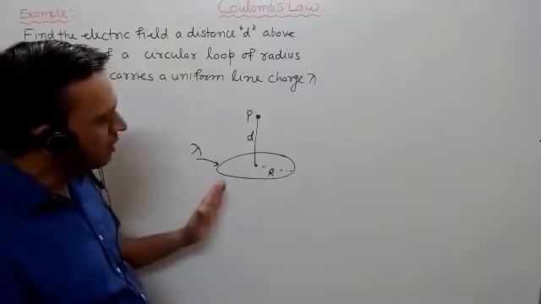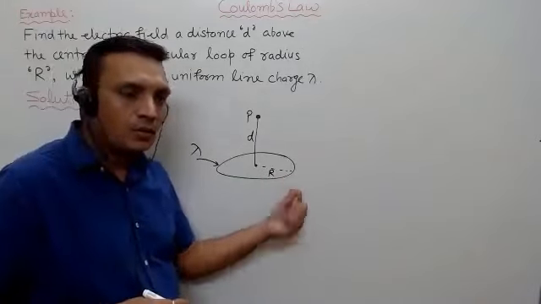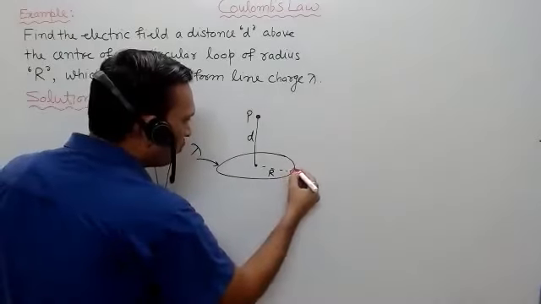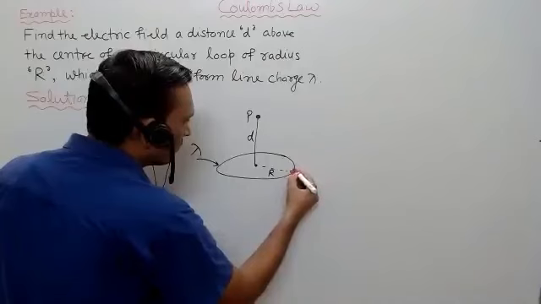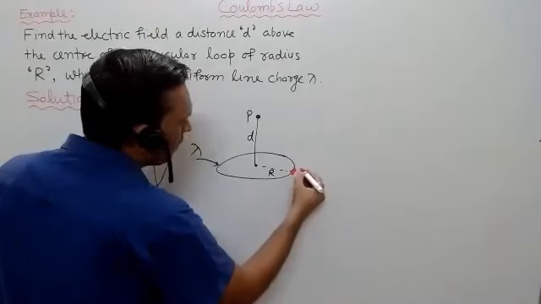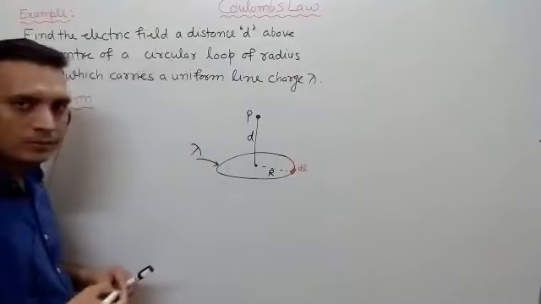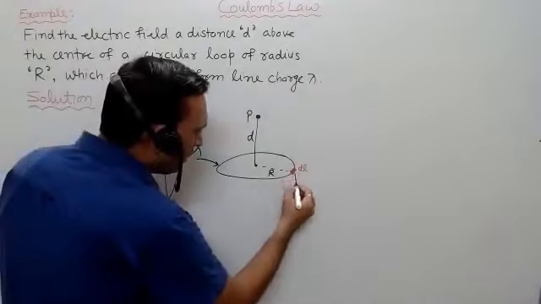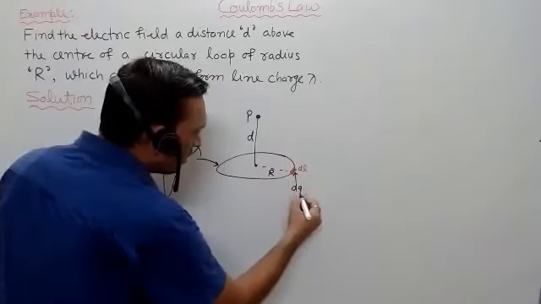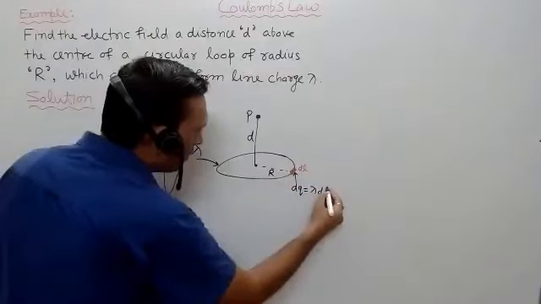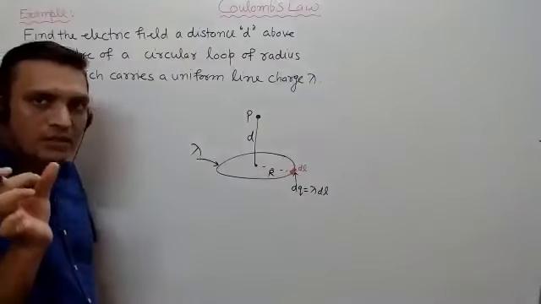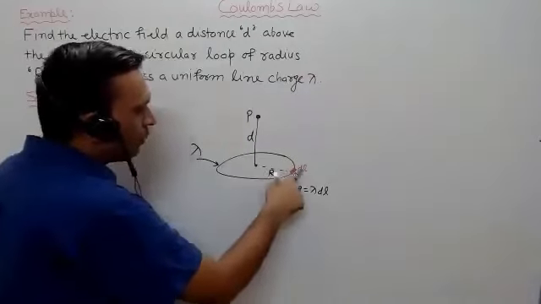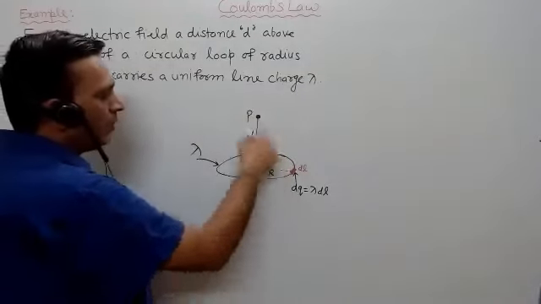So you have to first consider an elemental length over this ring. So let us consider this elemental length. Let us assume this length is dl. So what will be the charge in this elemental length? Charge dq will be lambda dl. This is the charge in the elemental length dl. So we have to first find the electric field due to this elemental charge.